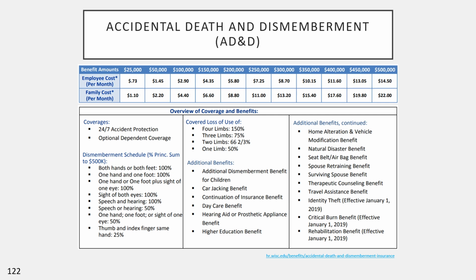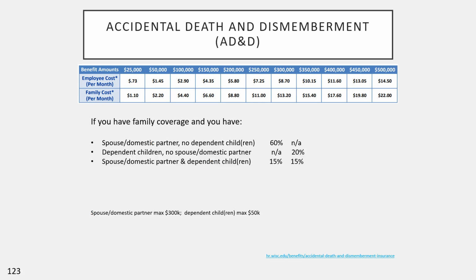This particular program has a charge to you based on the amount of benefit you've elected, which could be as little as $25,000 or as much as $500,000. And the coverage cost depends on whether you're covering just yourself or you're also extending your coverage to your family. If you do elect the coverage to extend to your family, then the amount of payment that would be made to you if your family member were to have an accidental death or dismemberment event would be a percentage of the coverage you've elected for your own life.